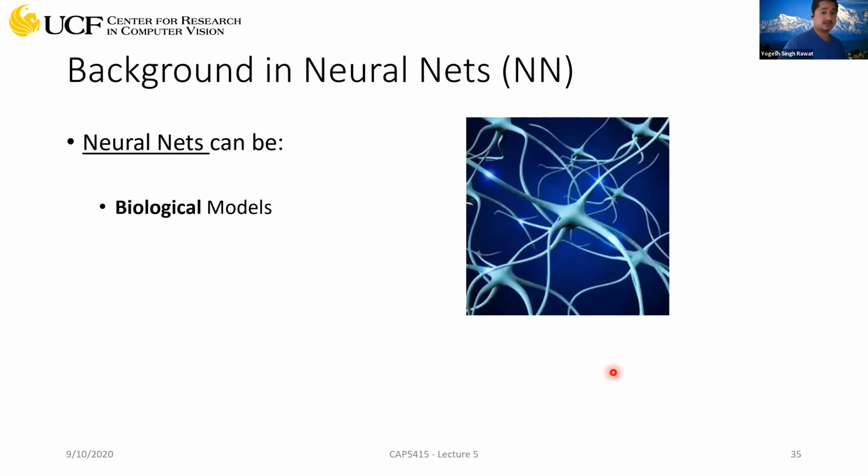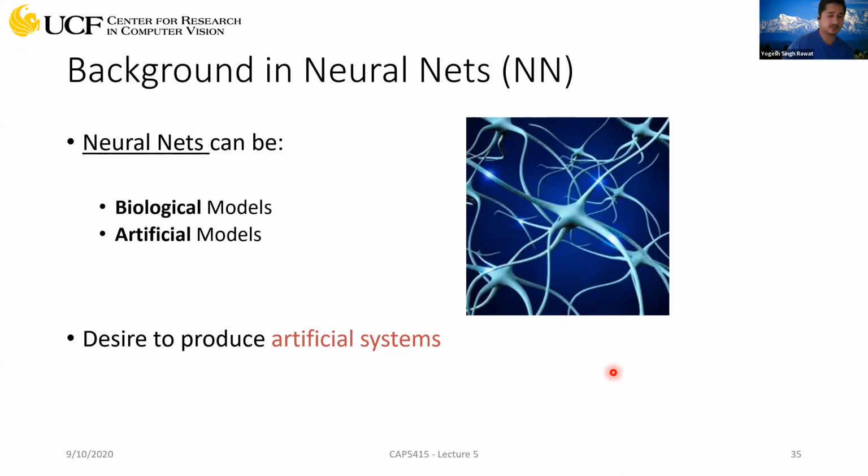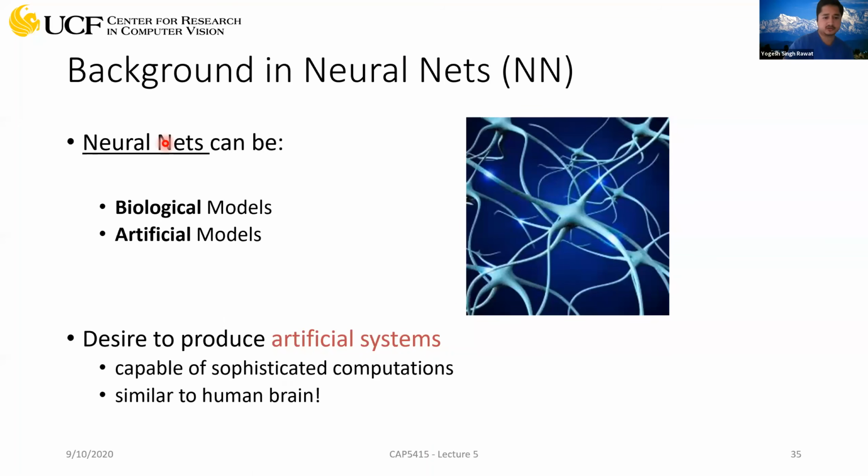So these neural nets can be biological models like we have in our brain, or these can be artificial models like what we are aiming for. What we want is to develop these artificial systems which are based on these neural nets, and we want them to perform sophisticated computations similar to the human brain. So that's the end goal.